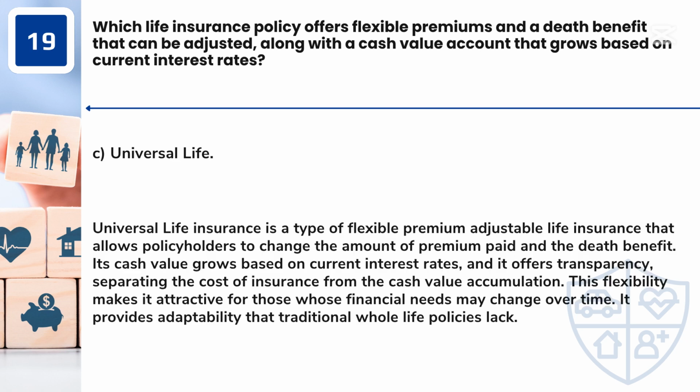Answer: C. Universal life. Universal life insurance is a type of flexible premium adjustable life insurance that allows policyholders to change the amount of premium paid and the death benefit. Its cash value grows based on current interest rates, and it offers transparency, separating the cost of insurance from the cash value accumulation. This flexibility makes it attractive for those whose financial needs may change over time. It provides adaptability that traditional whole life policies lack.